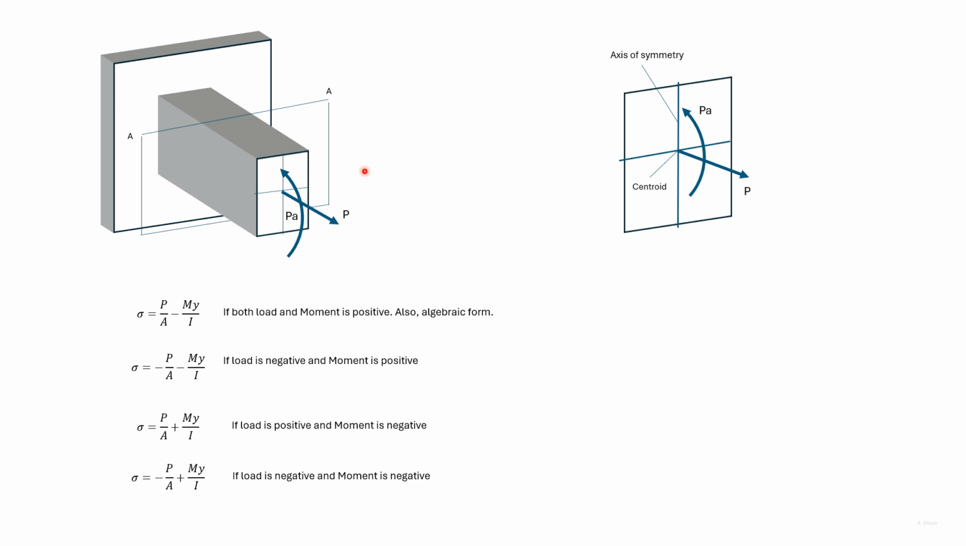For this case, here we have the expression for stress. With both load and moment positive, this can also be considered as the algebraic form. If the centroidal load is negative, then we have this form which we saw in the earlier slide. If the moment is negative, then we have this form. If the centroidal load and moment are both negative, then we have this form.